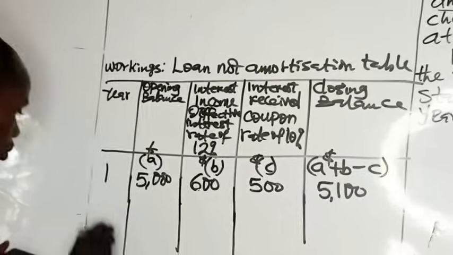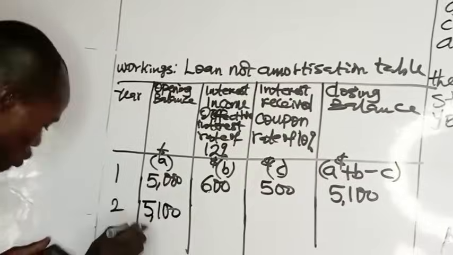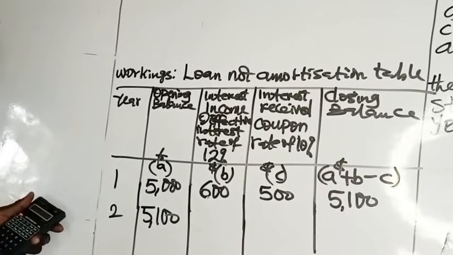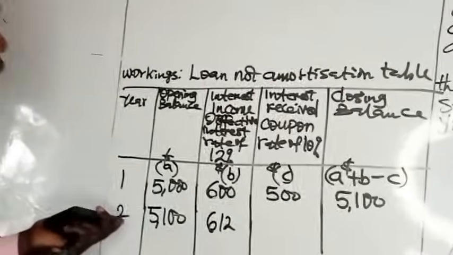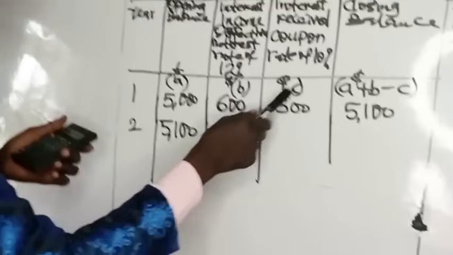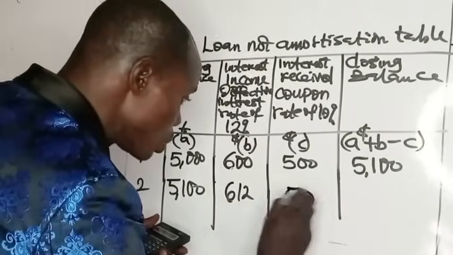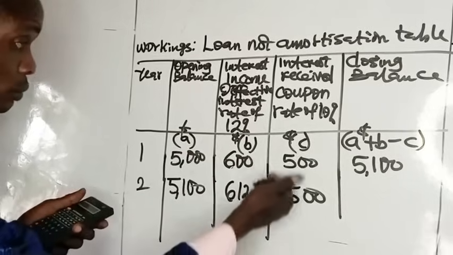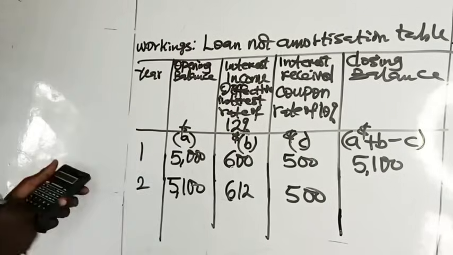Year two. The closing balance for year one, 5,100, is now the opening balance. 12% of 5,100 will be 612. The interest received is always calculated on the nominal value. That one will not change. 10% of 5,000 will still remain 500. You don't need to calculate 10% of 5,100. No. It is always calculated on the nominal value, which will still remain 500.